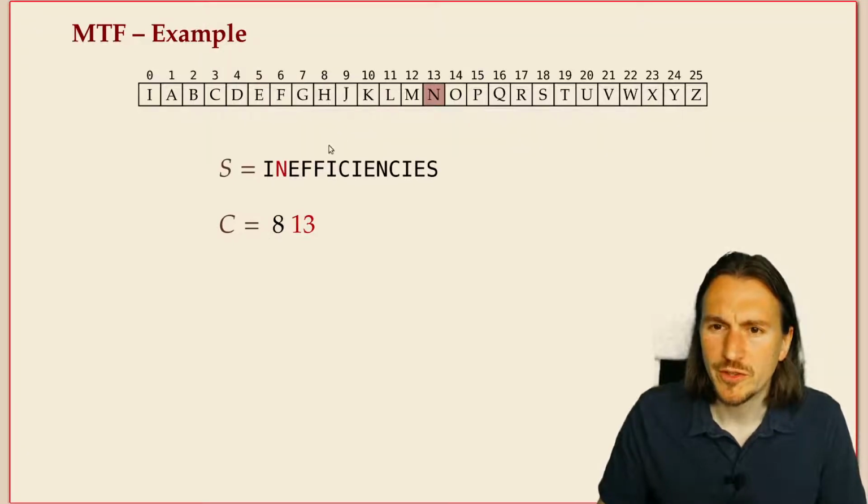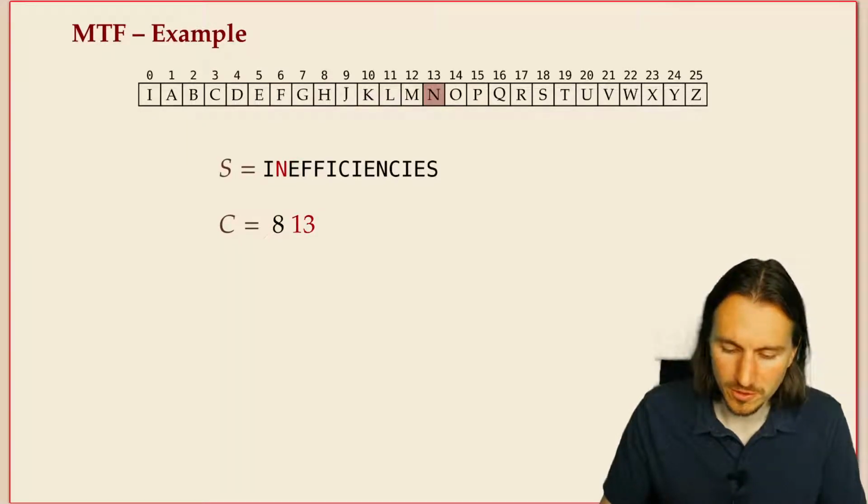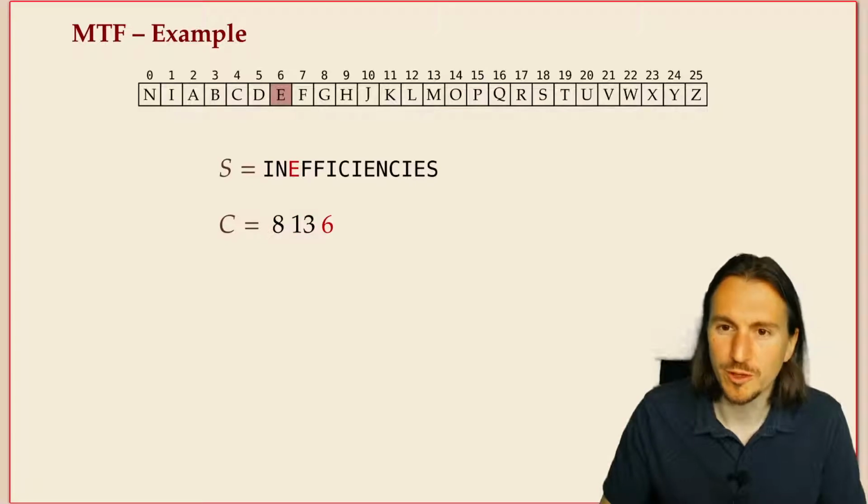Next character we want to encode is N. It's found at position 13, so we output 13 as the next code word. And again, move N to the front, and everything between the front and N, one position to the right. So one more time, loop, there it moves over.